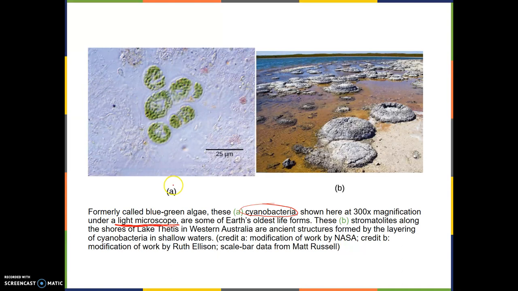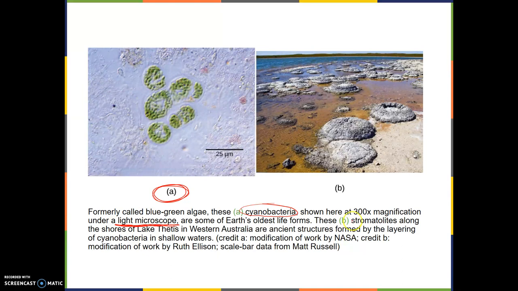And this image, picture A, is a photograph taken through a light microscope of cyanobacteria. And cyanobacteria in the past were called blue-green algae. But they're not algae, so it's incorrect to call them blue-green algae. But they were called blue-green algae because of their color, because they have the appearance of algae. They're found in the water, and so before being identified as cyanobacteria, that's what they were called.